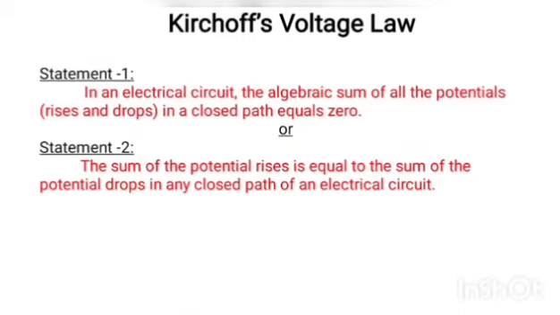Statement 1 says, in an electric circuit, the algebraic sum of all the potential rises and drops in a closed path is equal to 0. Statement 2 says, the sum of potential rises is equal to the sum of potential drops in any closed path of an electrical circuit. Here it is a closed path. In Kirchhoff's current law it is an open path. In Kirchhoff's voltage law, it is compulsorily a closed path. Both statements give the same output.